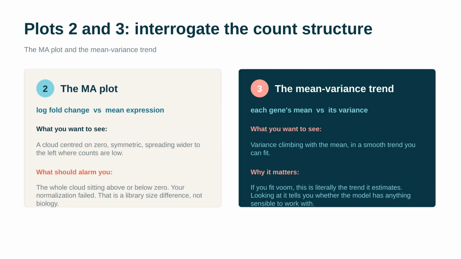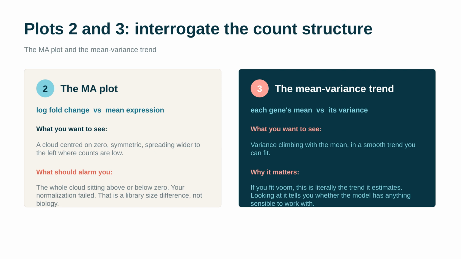Plot 2 and plot 3 go together, because they both interrogate the count structure. The MA plot puts log fold change against mean expression. What you want to see is a cloud centered on 0, symmetric, with the spread widening as you move to the left where counts are low. What you do not want to see is the whole cloud sitting above or below 0, because that means your normalization has failed and you are looking at a library size difference, not biology.